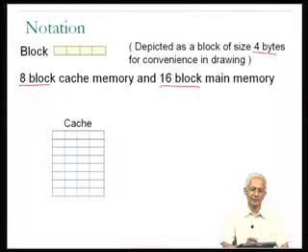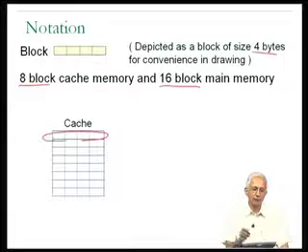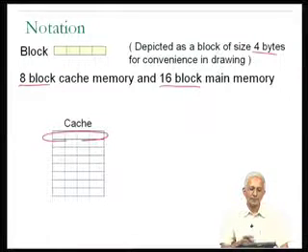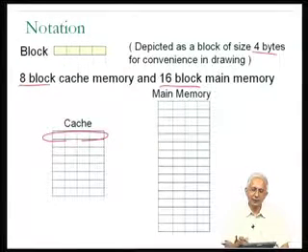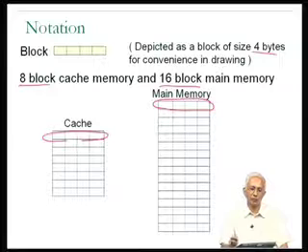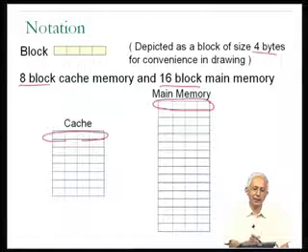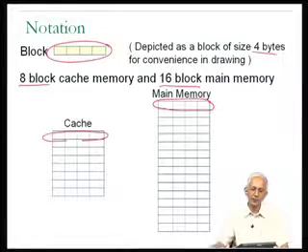You notice that this cache has several blocks. Each of the horizontal entities is 1 block, and therefore in this diagram I am showing you a cache with 8 blocks. In the diagram on the right I am showing you a main memory. Once again, each of the horizontal entities is 1 block, and I am showing you a main memory which has 16 blocks.